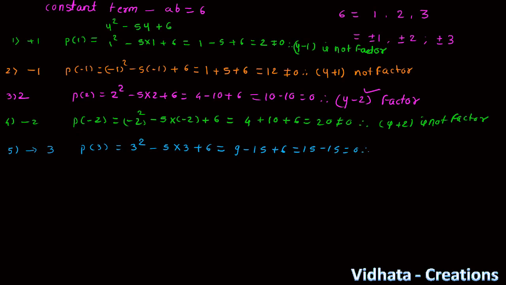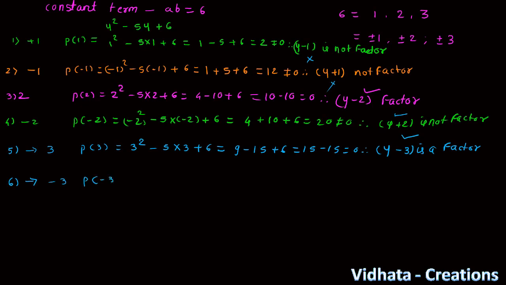Therefore, what is your conclusion? Here you have used plus 3, so you can say that y minus 3 is a factor. Here it is a factor, here it is not a factor, here it is not a factor, here it is a factor. Here you got 0, so it is a factor. Here you haven't got 0, so it is not a factor. Now let us check the last value, whether it is a factor or not. Now let's look at minus 3.